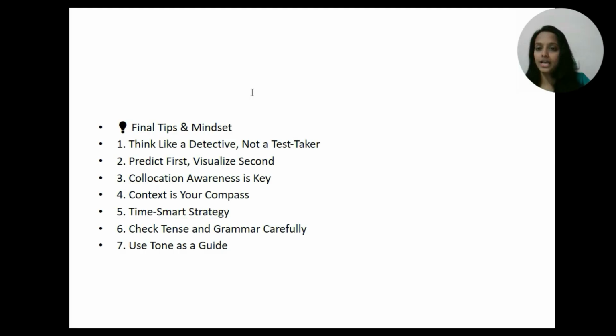Use tone as a guide. Yes, pretty much important. You have to identify whether the sentence is formal, academic, neutral, positive, or negative. Tone often narrows down the options and can save you from subtle distractions. Okay? So, fill in the blanks is no longer about guessing. With the mind map method, you predict logically, visualize naturally, verify strategically. So, your brain becomes a contextual, collocation-aware, time-efficient machine.